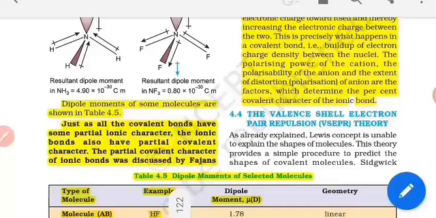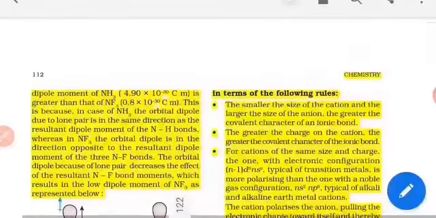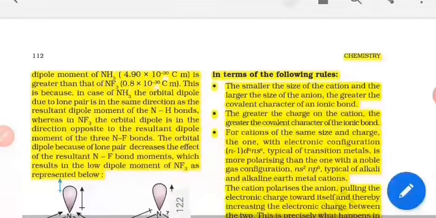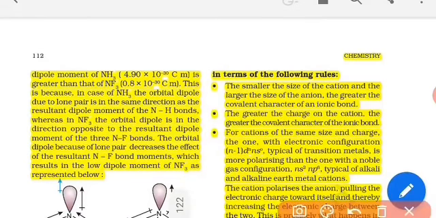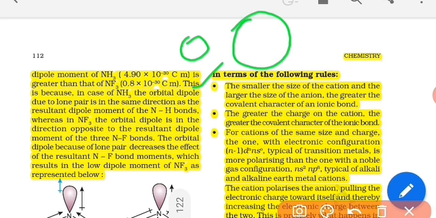Just as all covalent bonds have some partial ionic character, ionic bonds also have partial covalent character. The partial covalent character of ionic bonds was discussed by Fajans. Now the rules for covalent character in an ionic bond are: first rule, the smaller the size of the cation and the larger the size of the anion, the greater the covalent character of an ionic bond. Smaller is the cation, larger is the anion.